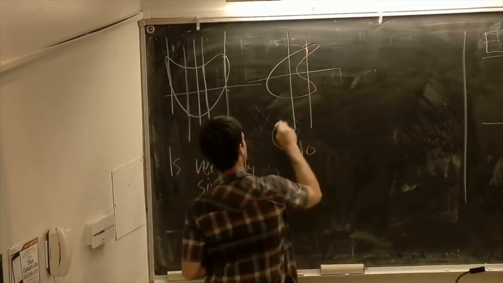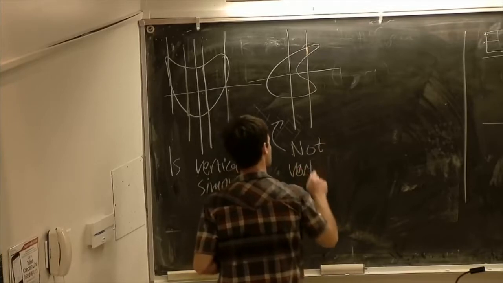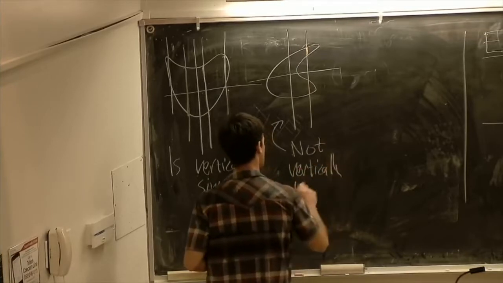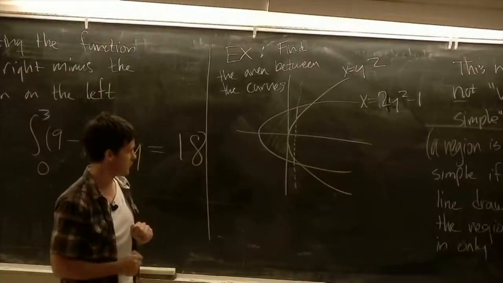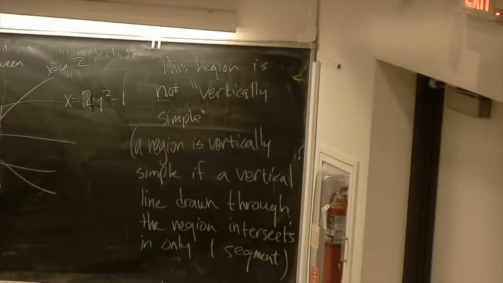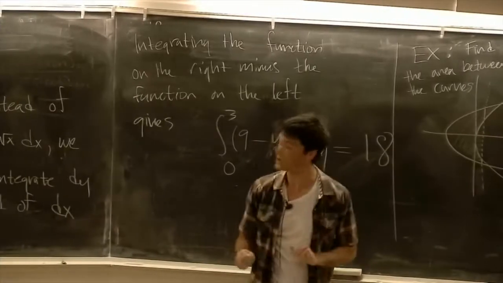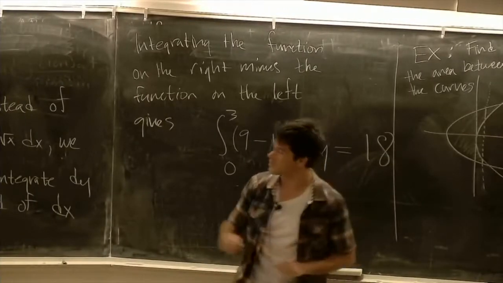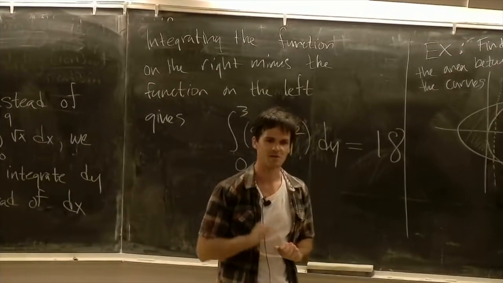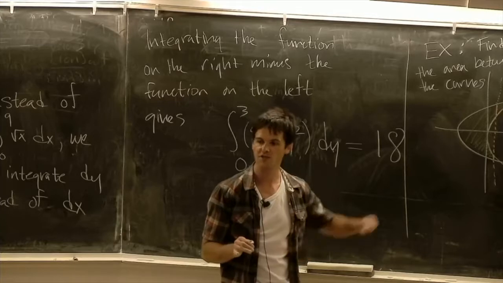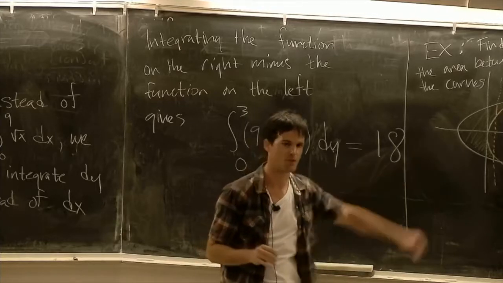So when it's not vertically simple, that means you have to be a bit more careful with setting up your area integral. And there's a couple things you could do, actually. There's choices here. Now, I was just showing you about changing variables. That's one way. There's actually another way, though, as well, which is to split this up into smaller regions.